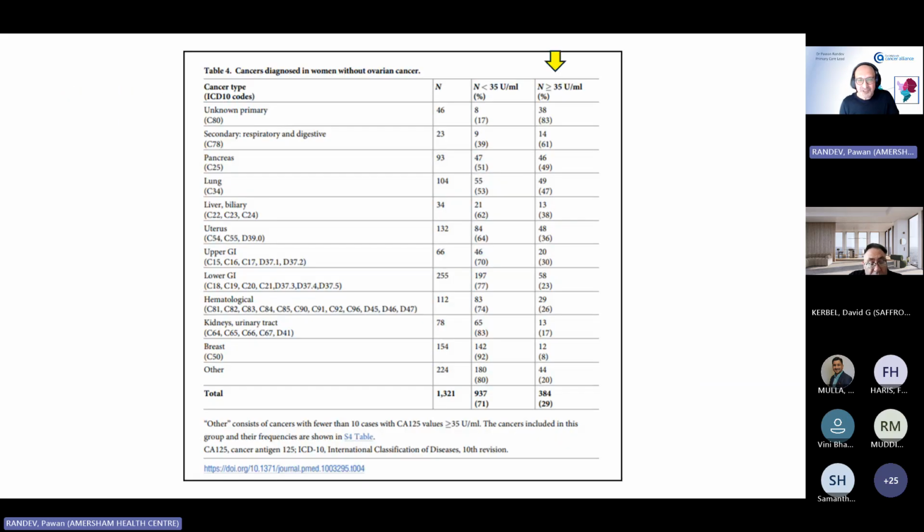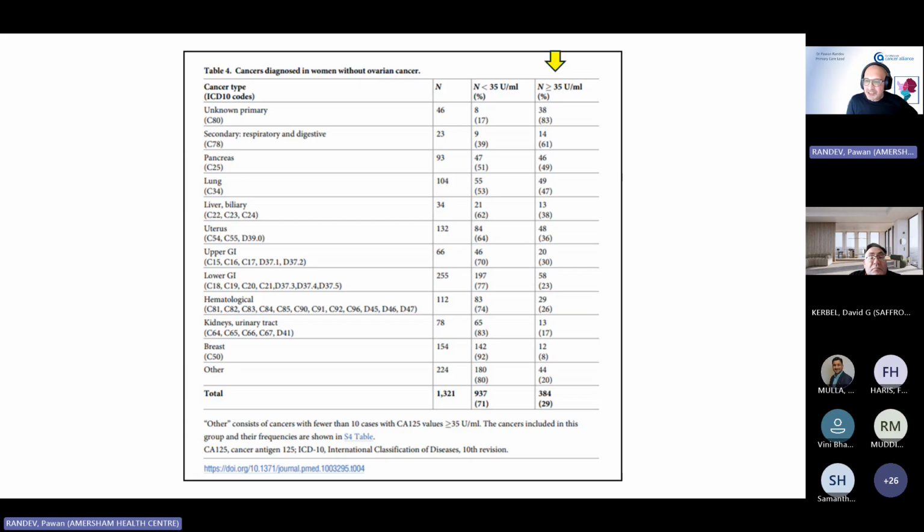And for those of us that want a bit more detail, this is a table from that paper. And if you look in the far right, that's the set of women that this is the table of the women who had raised CA125 and cancers other than ovarian. So we had 49 women who had lung cancer, for example, and 46 women who turn out to have pancreatic cancer. You can work through the table and see what it all means.